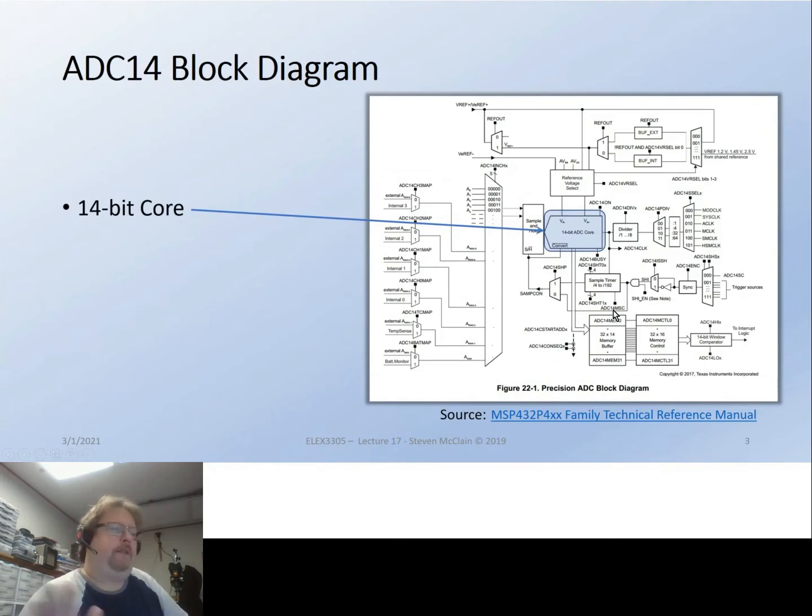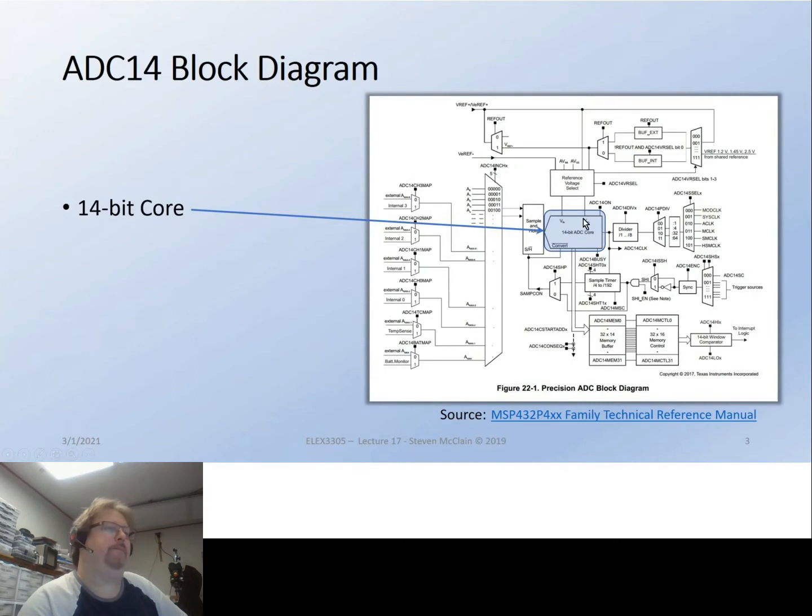So the 1 megasample per second, is that its maximum speed then? It depends on the clock, like which one you put in. You'd set that clock and then divide it down in such a way that this ended up being a megahertz right here. And you can see that's driving the ADC core. It's also the sample timer, which does the sample and hold.